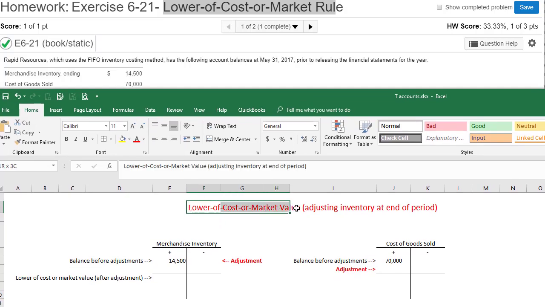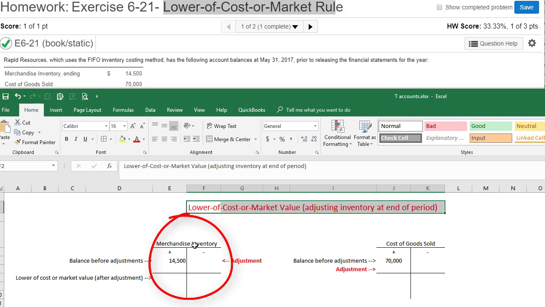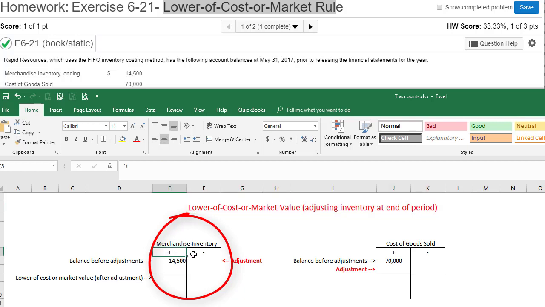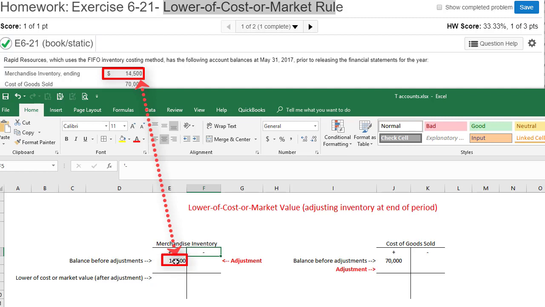So I'm showing the lower of cost or market value, which means you're going to do an adjusting entry for inventory at the end of the period. So here's my inventory. Obviously, inventory is an asset, so I put the plus on the left side, the minus on the credit side. And I've taken this $14,500 up here and placed it here. So this is what our books show before the adjustment. It shows that our inventory is worth $14,500, or I should say the cost was $14,500.